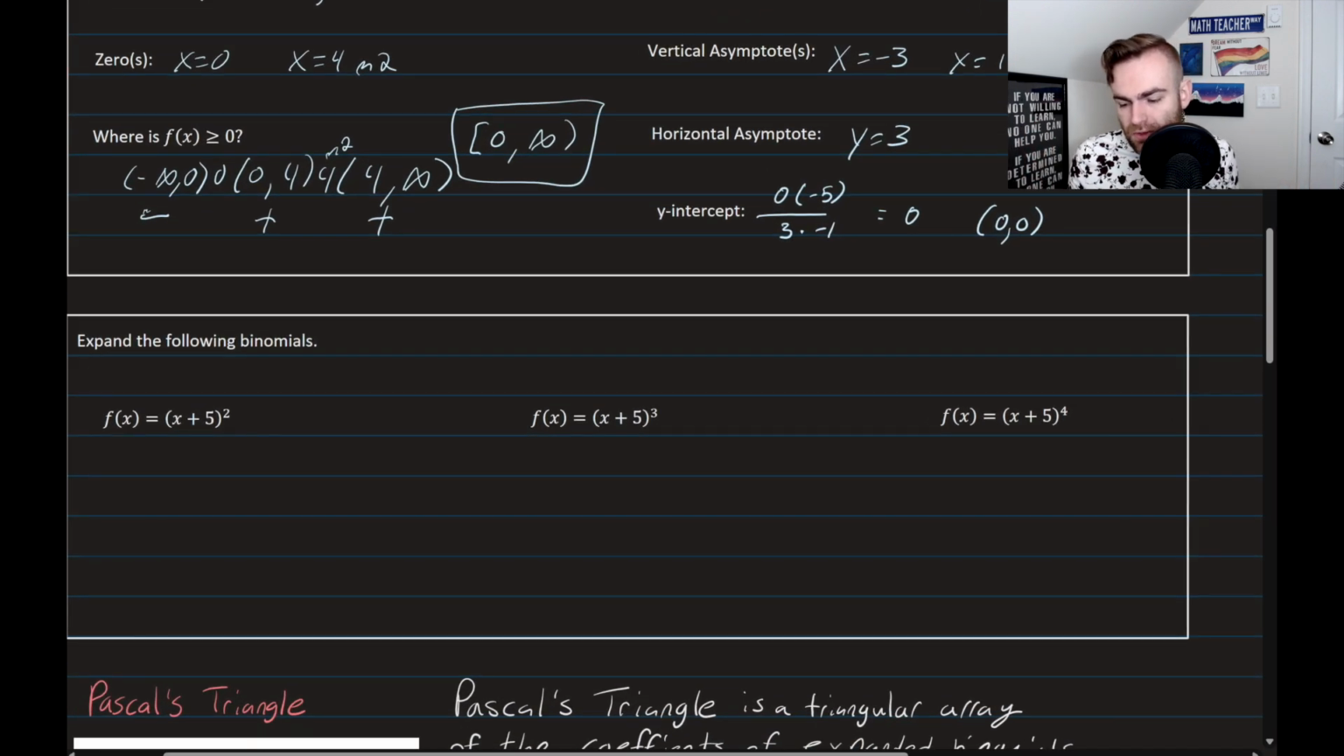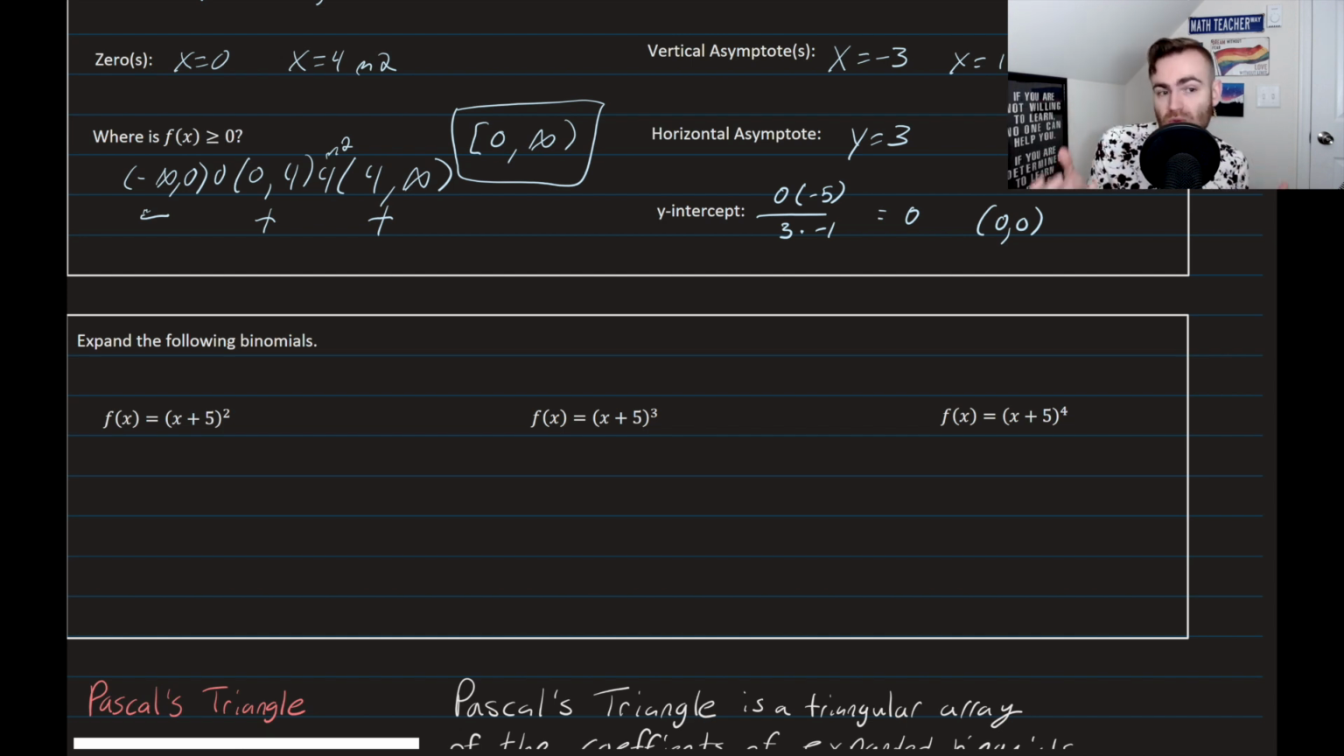So here's a little bit of fun. We're going to expand some binomials. We're going to take something that would essentially be a linear factor with a multiplicity of 2, 3, and 4, and we're going to expand those to see what the standard form would look like. Hopefully, we're going to see a pattern emerge.